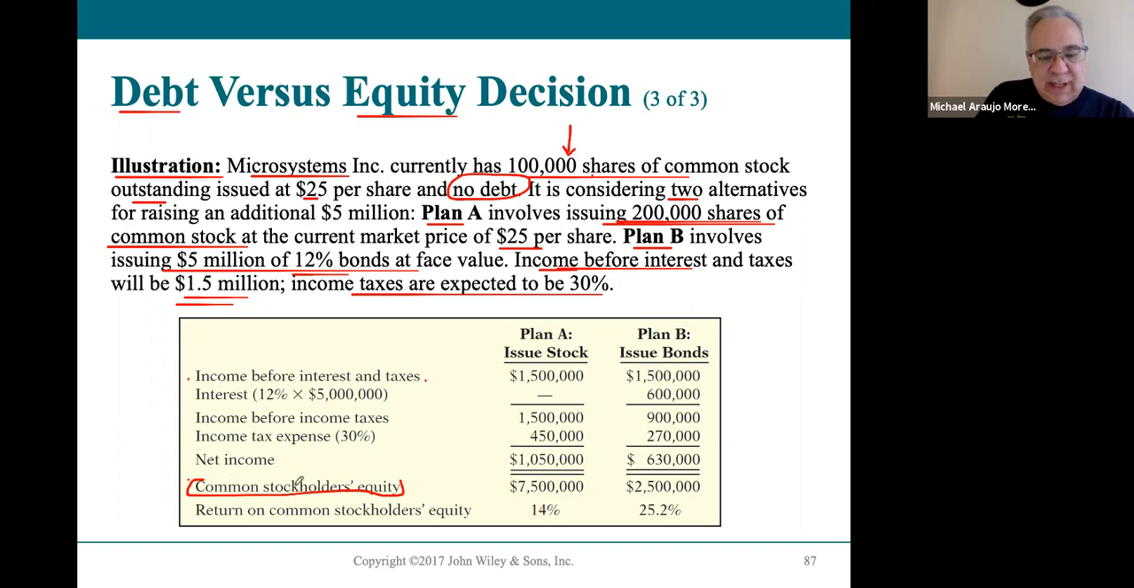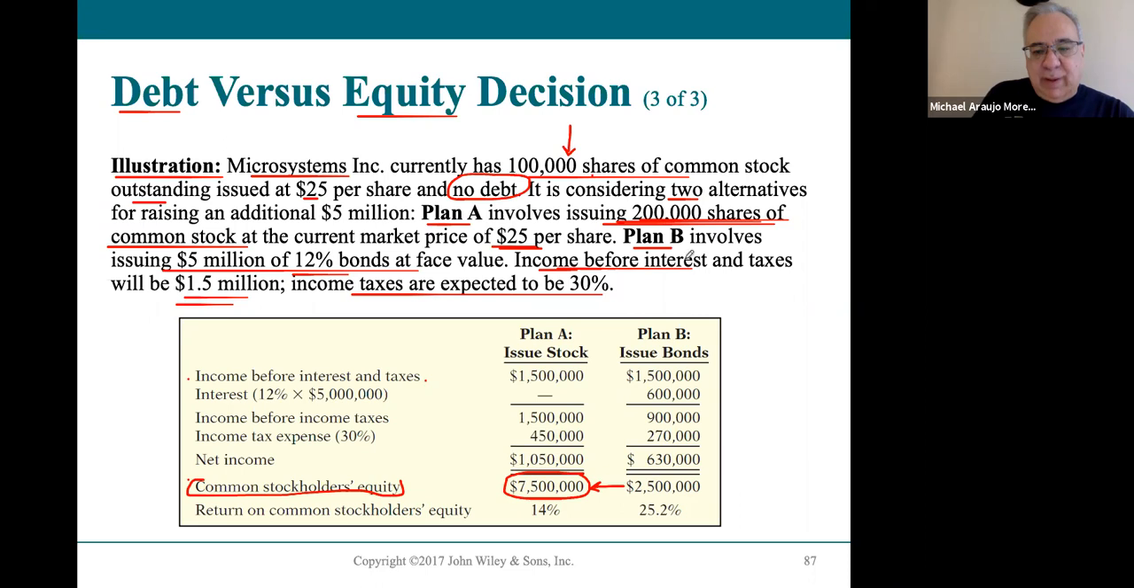So the common stockholders' equity, if they raised more money, if they sold 200,000 shares at $25 a share, they would raise another 5 million bucks. So that means their current stockholders' equity would go from 2.5 million to 7.5 million. That's part of Plan A. If they just did stock, it would affect their equity a whole lot.